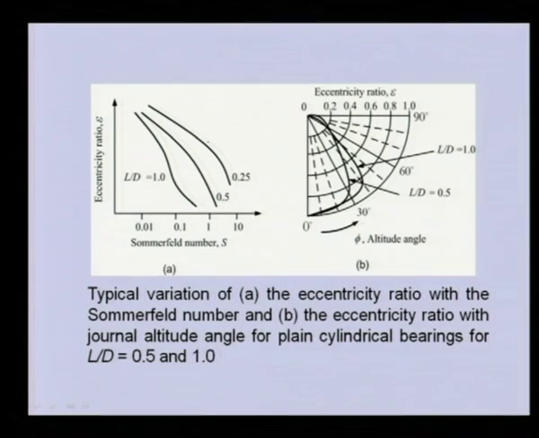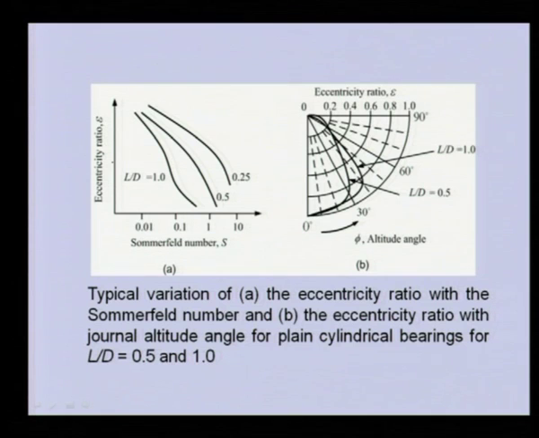So, in this particular plot we can see that the Sommerfeld number and the eccentricity ratio variation have been provided for different L by D ratios. For a finite bearing we can combine this kind of non-dimensional parameter, because if for a particular bearing we can calculate the Sommerfeld number, from there we can predict the eccentricity ratio. So, this basically gives the equilibrium position of the bearing.